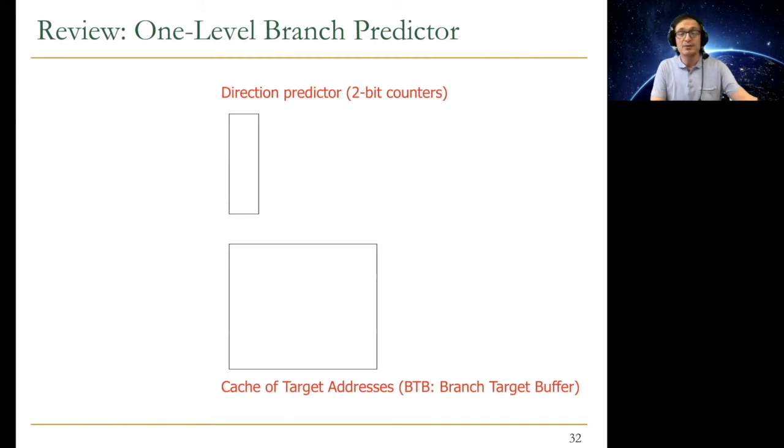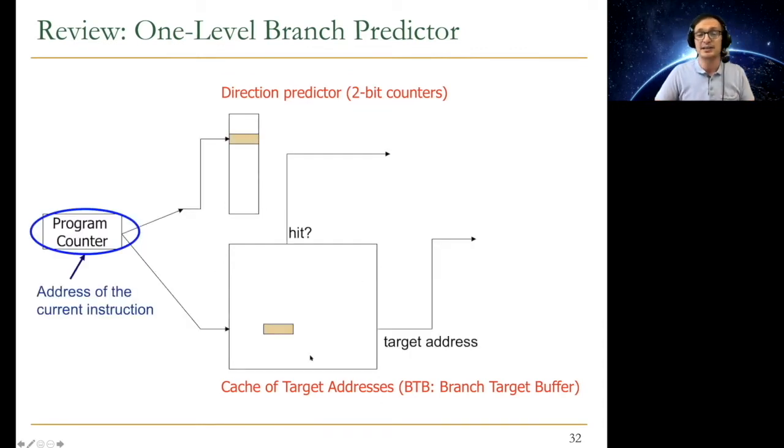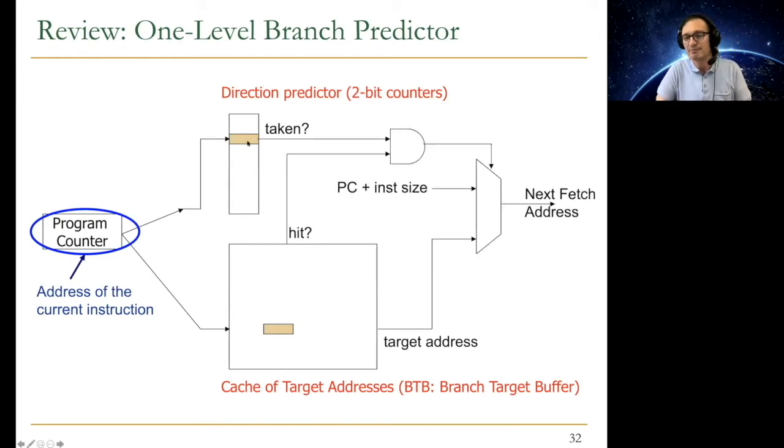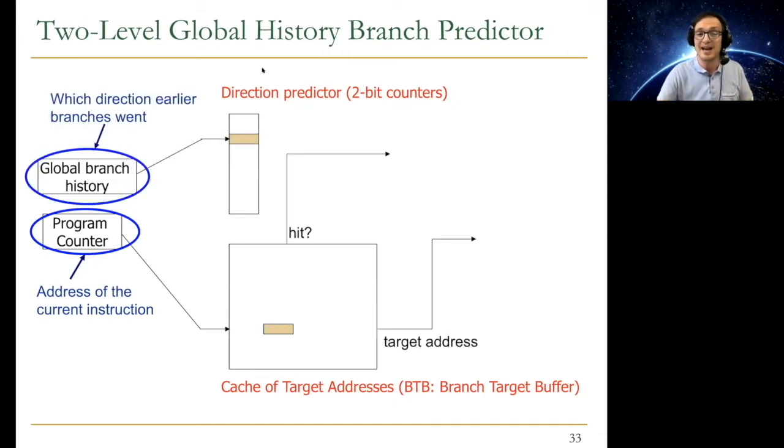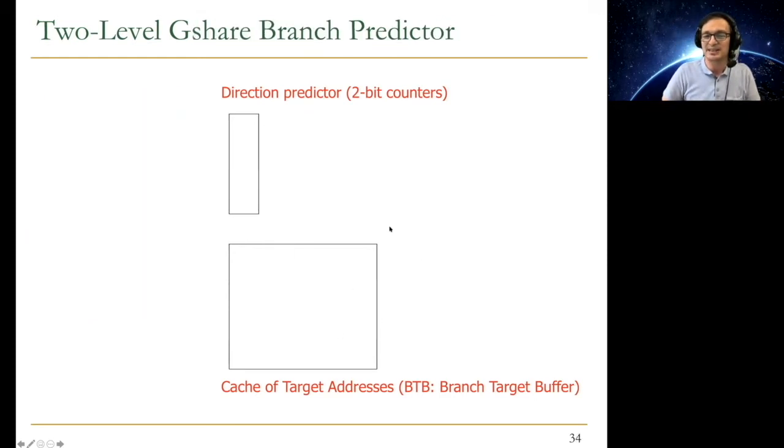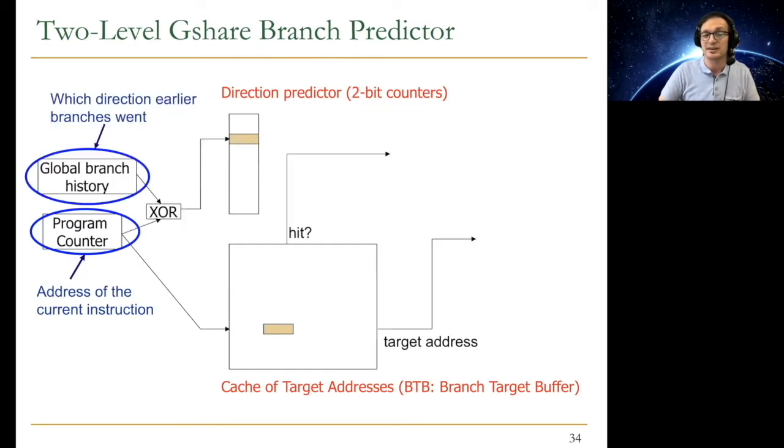Okay, so let's review the 1-level branch predictor before we take a break. Essentially, now we have a direction predictor and a cache of target addresses, as we've seen. The 1-level branch predictor was using the program counter to decide the direction, and the rest is the same. The 2-level branch predictor, the global history branch predictor, uses the global branch history to decide the direction and uses the program counter to get the target address. The G-share predictor uses both pieces of information, the global branch history register and the program counter, to decide a prediction direction.